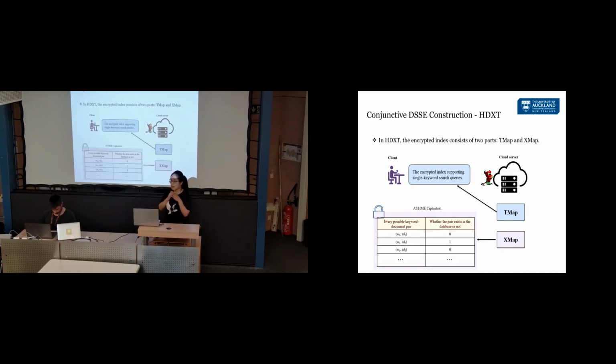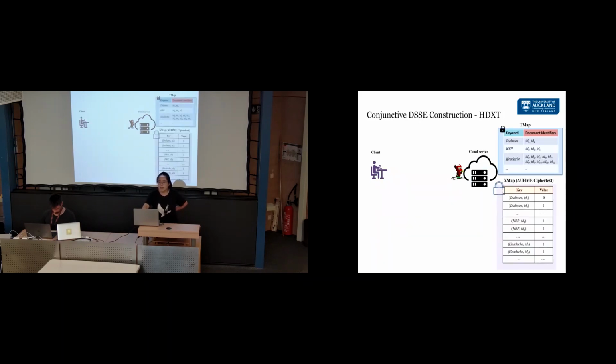X-map is an AUHME ciphertext of a map, which maps every possible keyword document pair to a bit that indicates whether the pair exists in the database or not. We say a keyword document pair exists in the database if the document contains the keyword. For the index shown in the previous slides, the T-map and X-map should look like this.